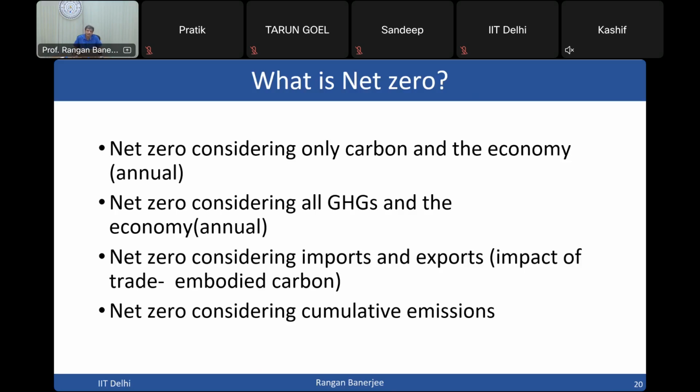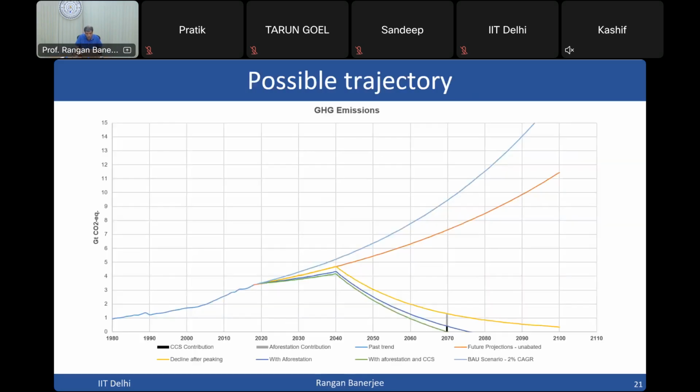And then there is the last way, where you take not just annual, but cumulative emissions. As we've seen, CO2 and other greenhouse gases have a residence time in the atmosphere, and they will last. It's not just for 1 year. So in most cases, we usually take the second aspect, where we take net zero considering all GHGs and the economy. Sometimes we take the one including imports and exports. But whichever way you do it, you can make this computation.